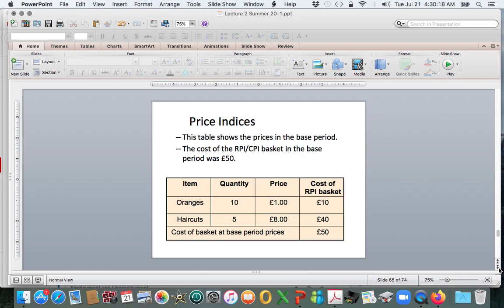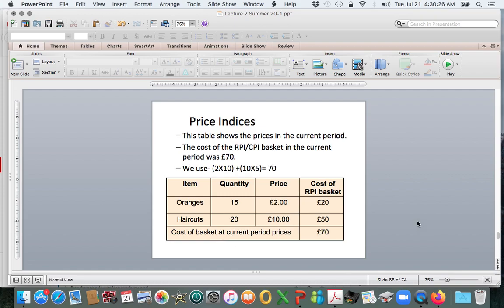Now, this is the cost of the basket in the base period. Keep that in mind, please. The book uses the same quantity for calculating the RPI and CPI. I have changed the quantity just to humor you, to keep in mind that even though we're looking at different prices and the quantities do change for consumption and production, for our calculation purposes, we need to refer back to 10 and 5, which are the quantities from the previous slide.